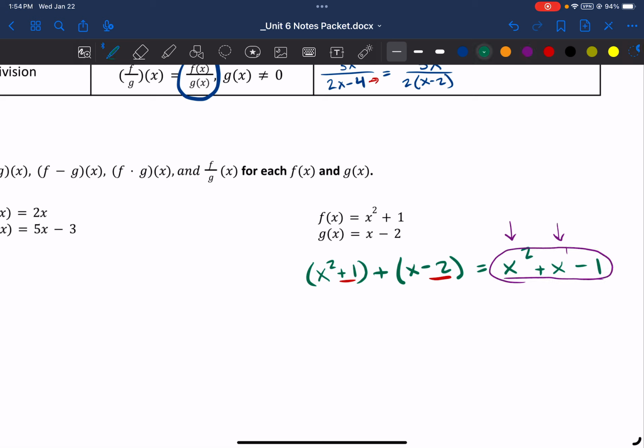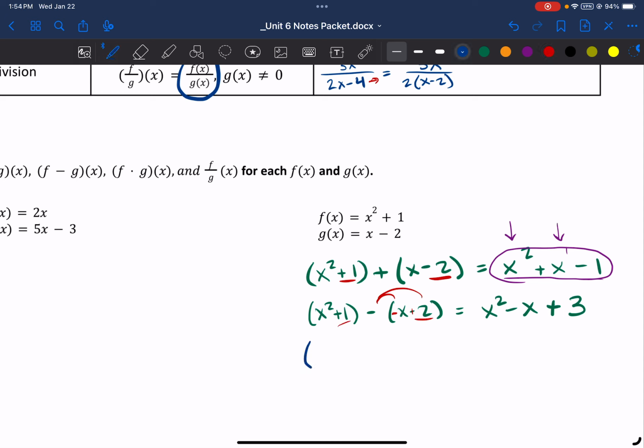Okay, let's subtract them. We'll distribute this negative. It'll make it negative and positive. And when we combine like terms, we'll get x squared minus x this time. And then we have 1 plus 2 is our 3. Those are these two like terms.